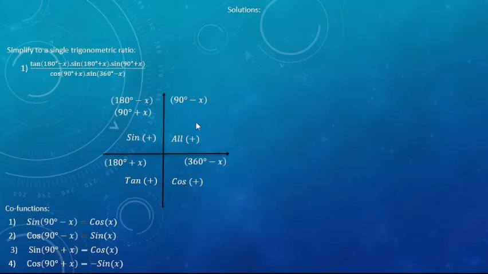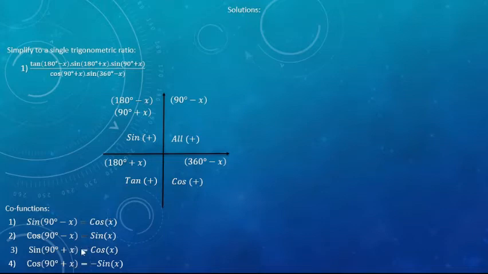And according to this table, all trig ratios in quadrant 1 are positive. In the second quadrant, only sine is positive. In the third quadrant, only tangent is positive. And in the fourth and last quadrant, only cos is positive.